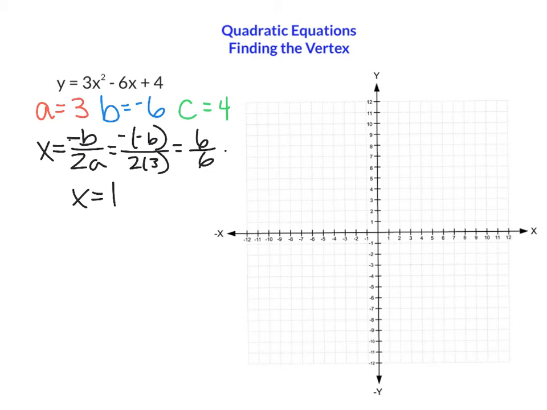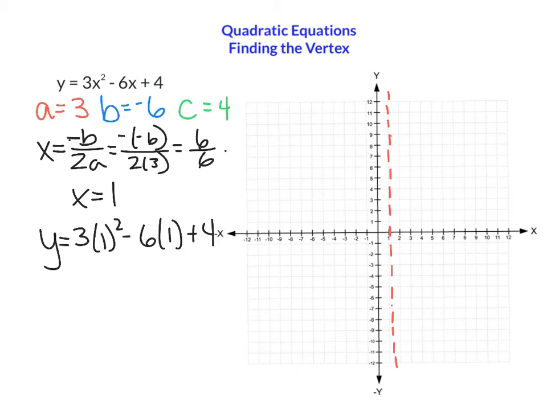So I'm going to take this x value of 1 and draw my axis of symmetry where that would be. So x equals 1 is this red dashed line here on the graph. And somewhere on that dashed line, my vertex is going to lie. So I'm going to plug this 1 back into my original equation for x. So y equals 3 times 1 squared minus 6 times 1 plus 4. So let's simplify that. 1 squared is 1, so that's going to be 3 minus 6 plus 4. So y is going to equal 1.